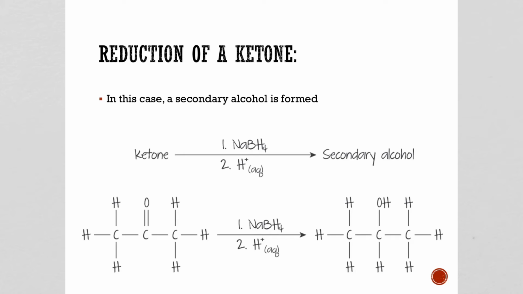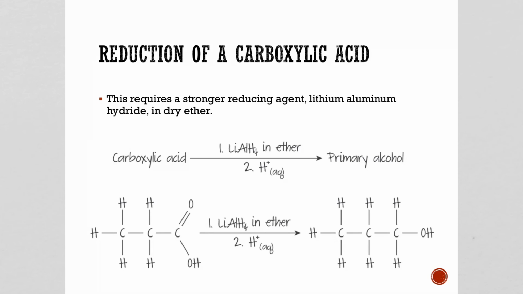So in the reduction of a ketone, you form a secondary alcohol. So again, you use the reducing agent sodium borohydride in the presence of an acid, and you end up with a secondary alcohol. So the secondary alcohol means that it's on a carbon that only has one other hydrogen. The carbon is bonded to two carbons.